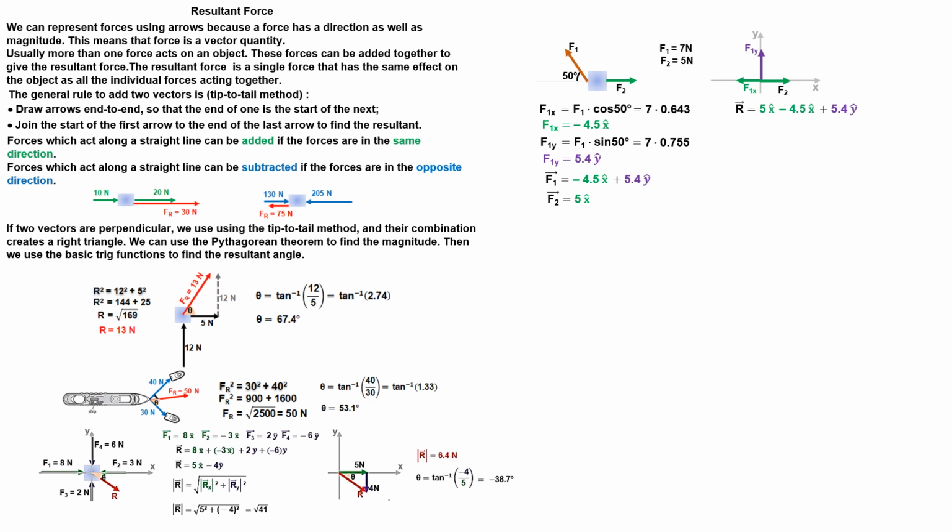When we sum all the x components, we will get the x component of the resultant force, and the only component in the y direction is the y component of the resultant force. The magnitude of the resultant force can be calculated by applying Pythagoras' theorem. And the angle that the resultant makes with horizontal direction can be calculated using trigonometry.